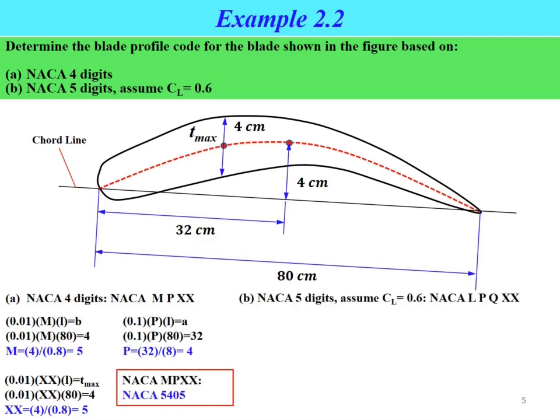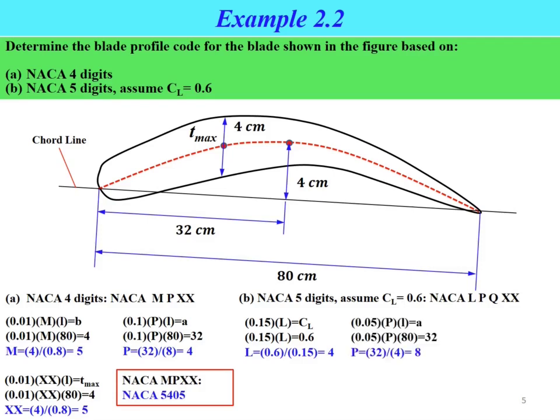Okay, so for question B, the code for Nakka 5 digits, where we assume that the CL value is 0.6. The general Nakka code for 5 digits is Nakka LPQXX. First, we need to determine the L code value, which can be determined by using this formula: 0.15 times L equal to CL, where CL value equal to 0.6. So L equal to 0.6 divided by 0.15, and the final answer for L is 4.